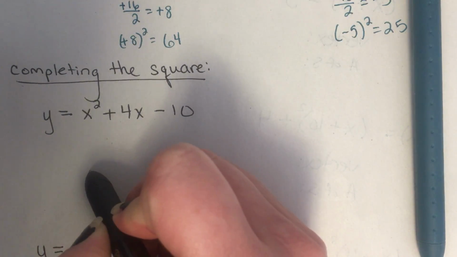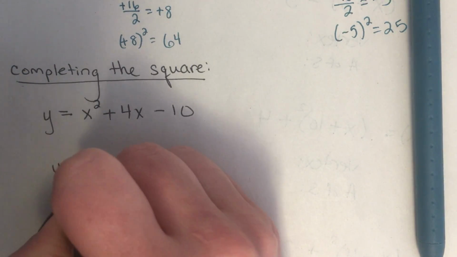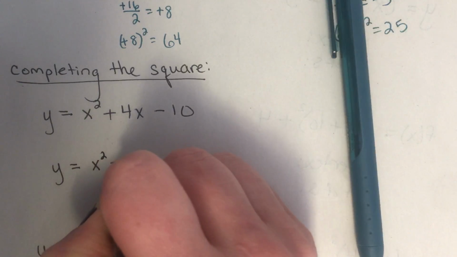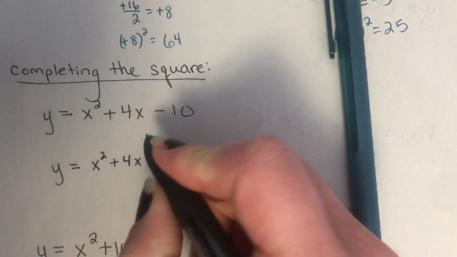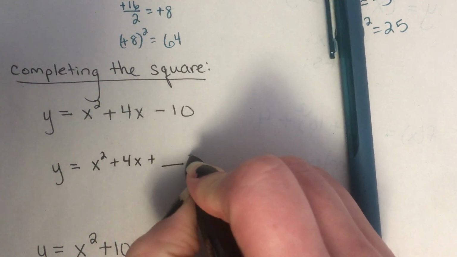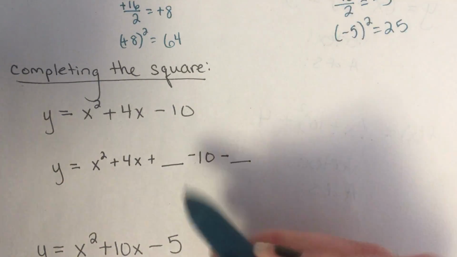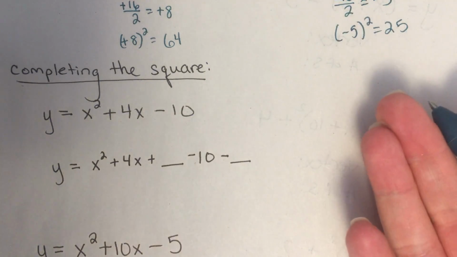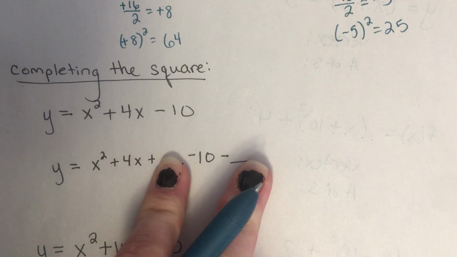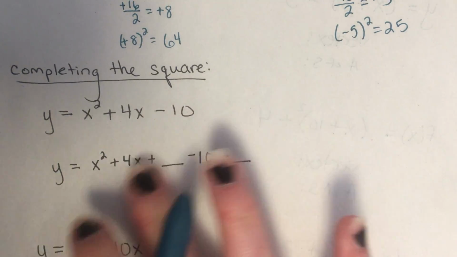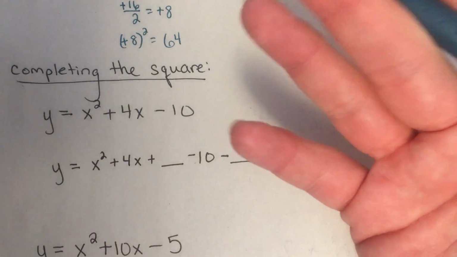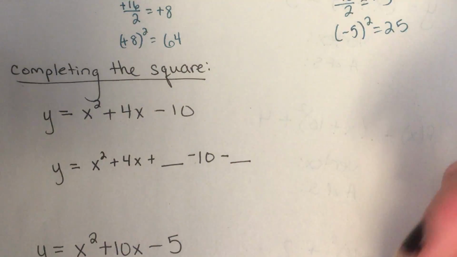So give yourself a little bit of room, and it's going to be y equals x squared plus 4x plus a number. Now put your negative 10 here, minus a number. Because if I add and subtract the same number, it's like I didn't do anything, because these two will make a 0 together. So it's like I didn't change anything, which is the point. I don't want to change anything. I just want to make it look a little bit different.